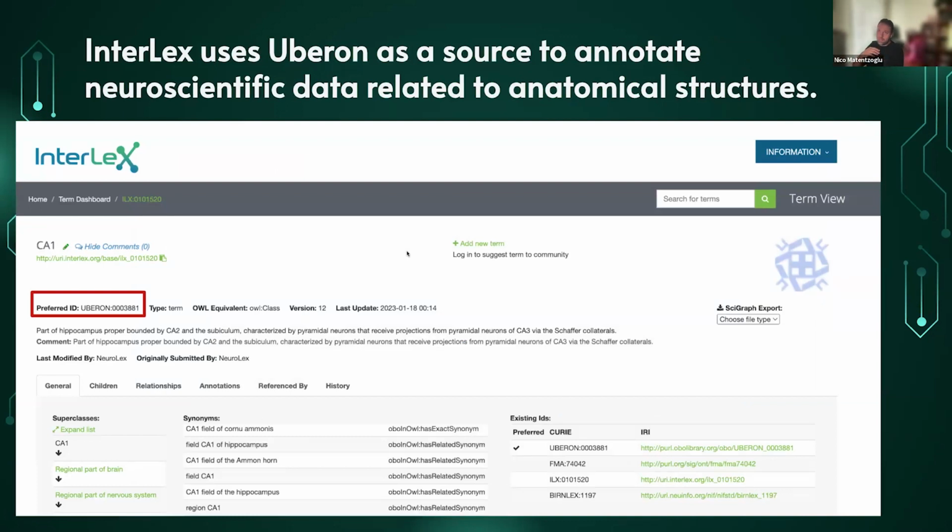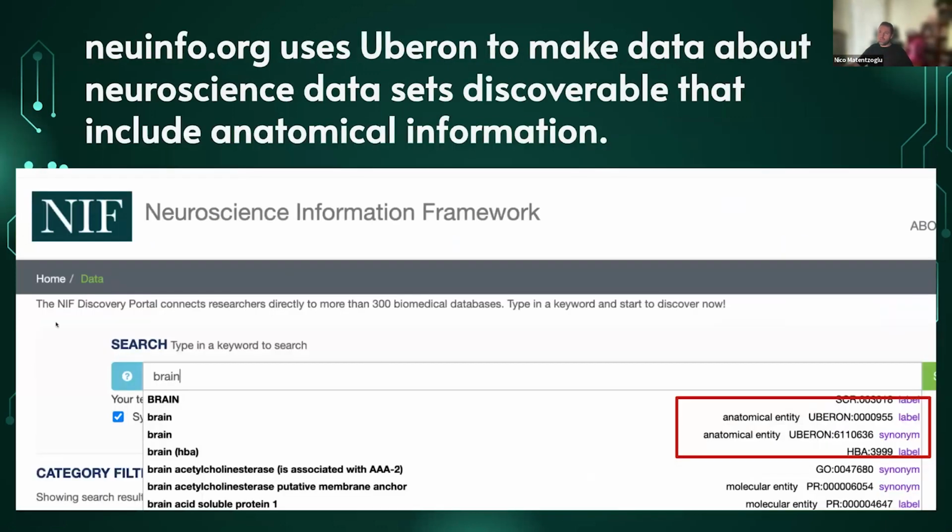Intellex is a term browser that uses Uberon as a recommended source to annotate neuroscientific data related to anatomical structures. So this is basically kind of like an OLS type infrastructure that is then used by tools and infrastructures. I'm not sure exactly whether this is technically true, but it's definitely conceptually true, by structures like the Neuroscience Information Framework to power data discovery. So for example, if you autocomplete in their search box, similar to what you would get from OLS, you would see Uberon terms indexed based on labels and synonyms.